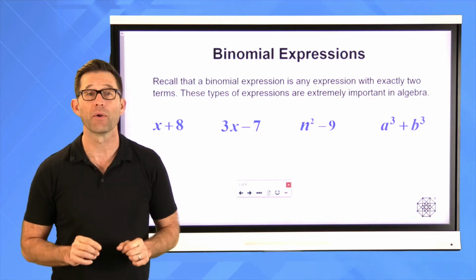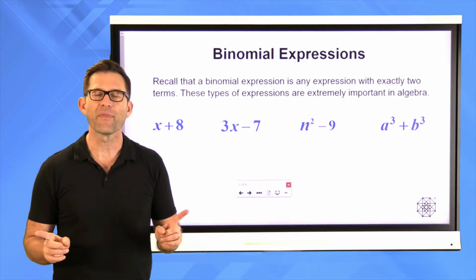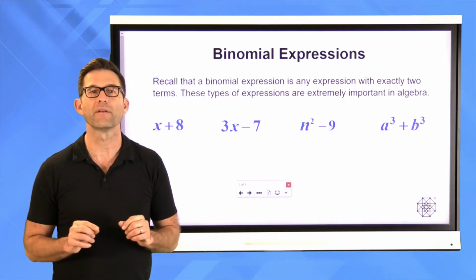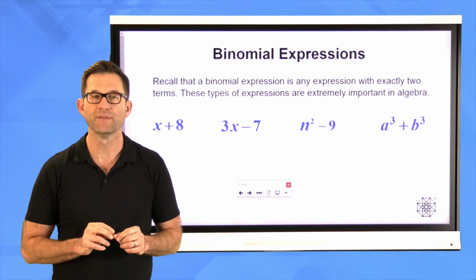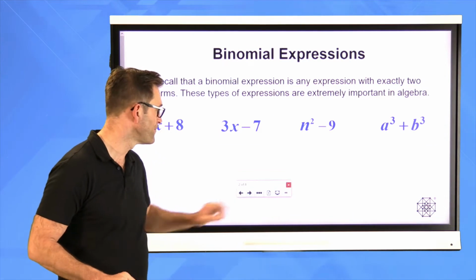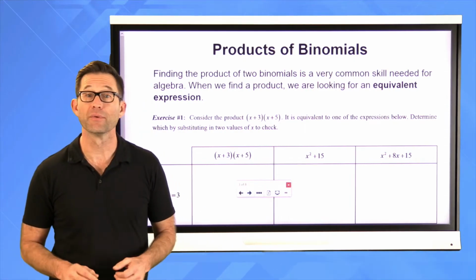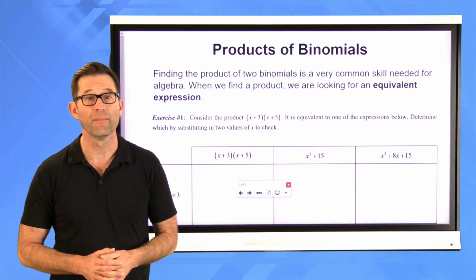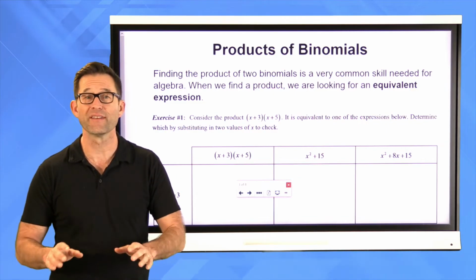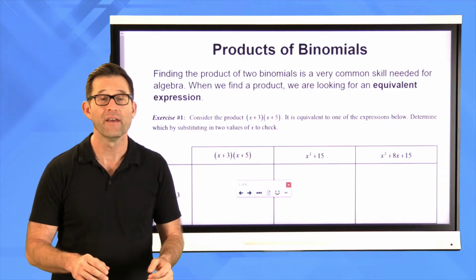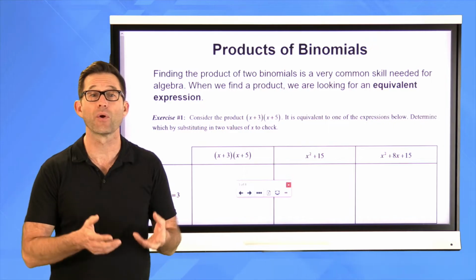And today what we're going to be working on is how do you find their product? And believe it or not, this is not very different than how you find the product of two-digit numbers. So let's get into it a little bit. All right, here we go. Products of binomials. Finding the product of two binomials is a very common skill needed for algebra. When we find a product, we are looking for an equivalent expression. Remember, it doesn't do us any good to find a product that has the variables in it again if it's not equivalent to the original thing.